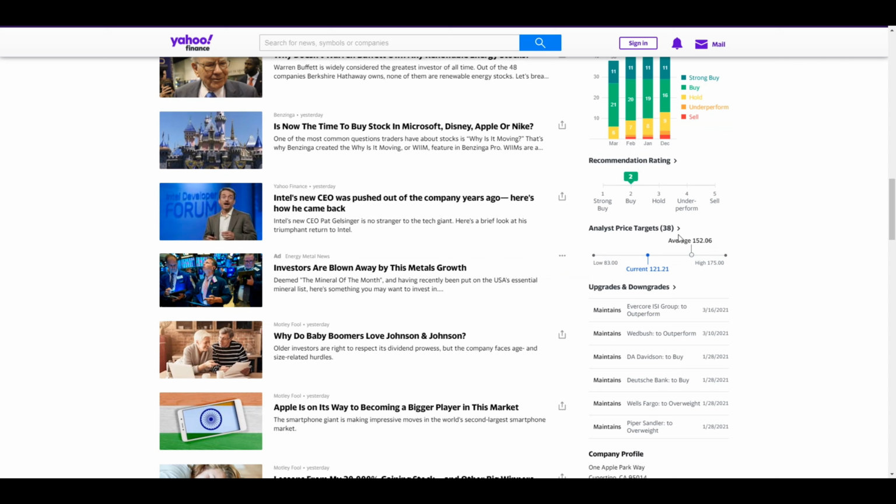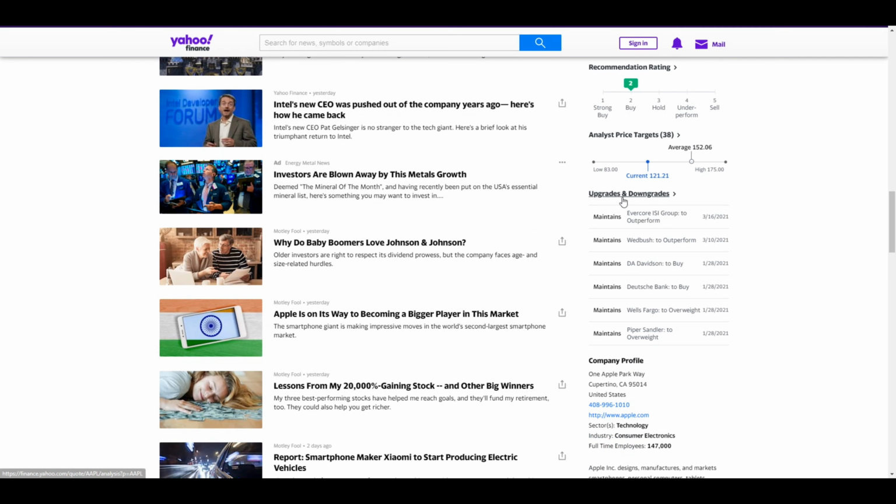You can also see that these analysts have the stock price at an average estimate of 152, which is their price target. This is where they believe that the stock is going to go. So you can see that the range can go all the way down to 83 as well as 185, but on average, the price that the analysts believe Apple stock is going to hit is 152.